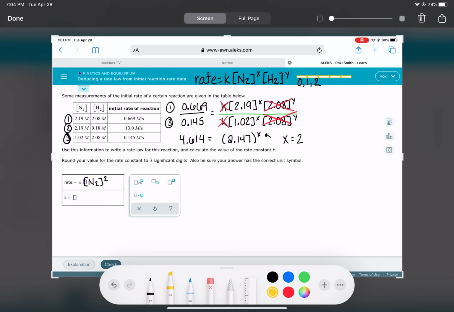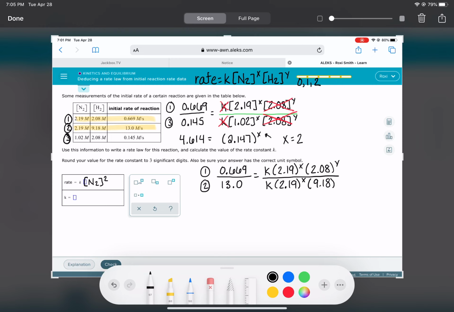In this one, we want to pick 2 sets of data where N2 is staying constant, and that's going to be data set 1 and data set 2. For data set 1, the rate is 0.669. For data set 2, the rate is 13. And that is going to be equal to k times 2.19 to the x, 2.08 to the y. No explanation for y, just switch to parentheses there, just roll with it. 2.19 to the x for data set 2, and 9.18 to the y.